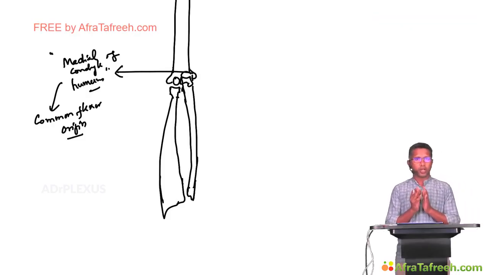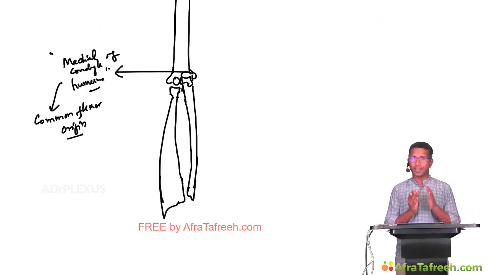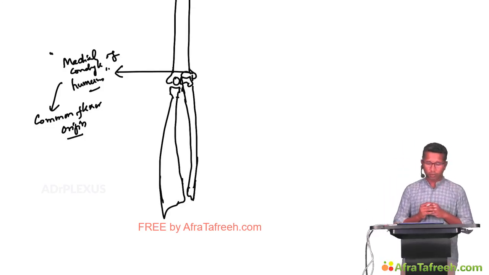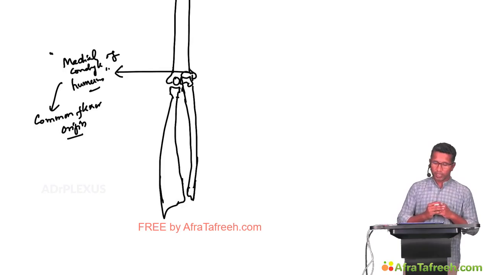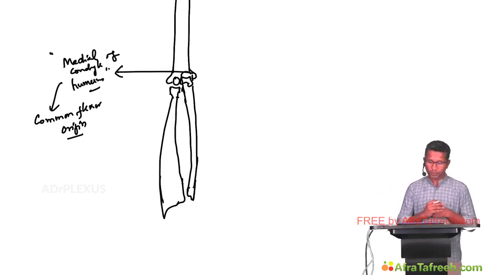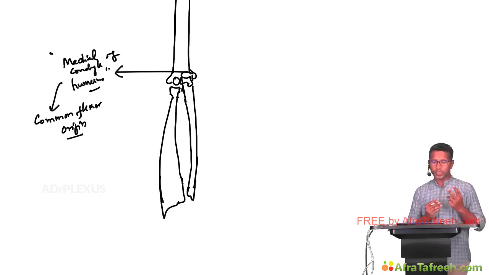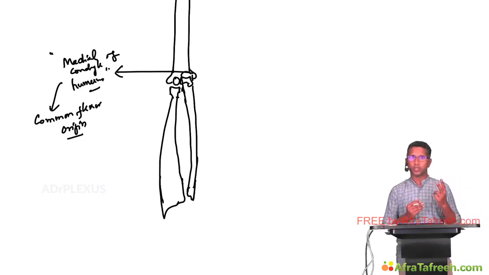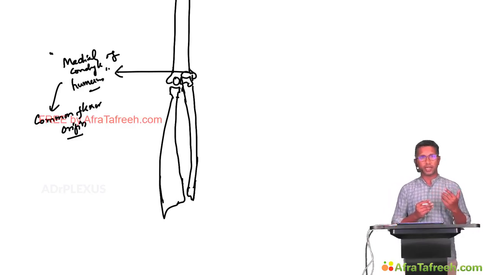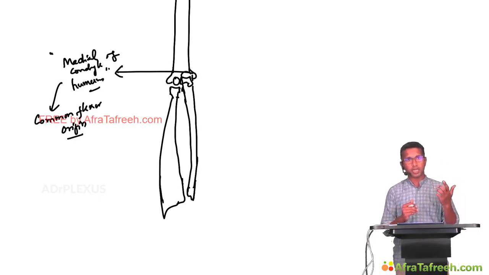We saw the pronator teres muscle related to the median nerve. Can anybody tell me how many heads the pronator teres has got? It has 2 heads, isn't it? One is called the humeral head, another is called the ulnar head. Between those 2 heads runs the median nerve.